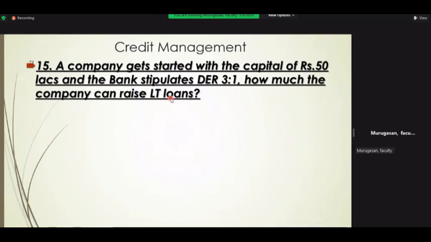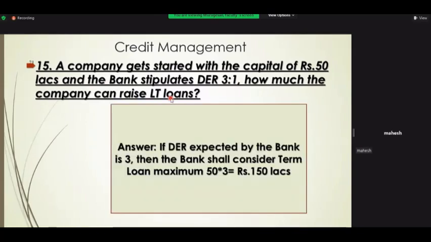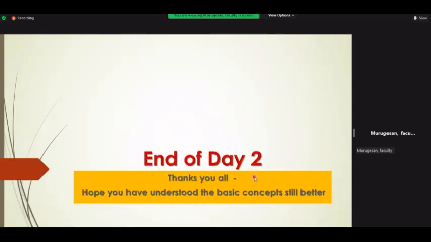This is a simple question. 150 lakhs. 3 times only, every bank is allowing. So for any term loan, what is the equity, and what is the allowed debt equity ratio? On that, they will take a decision. Okay, friends, 150. So this is question number 15. This is the end of level 2.